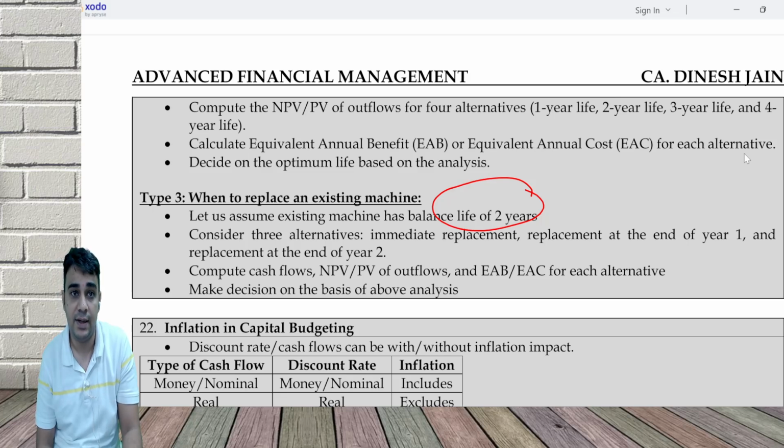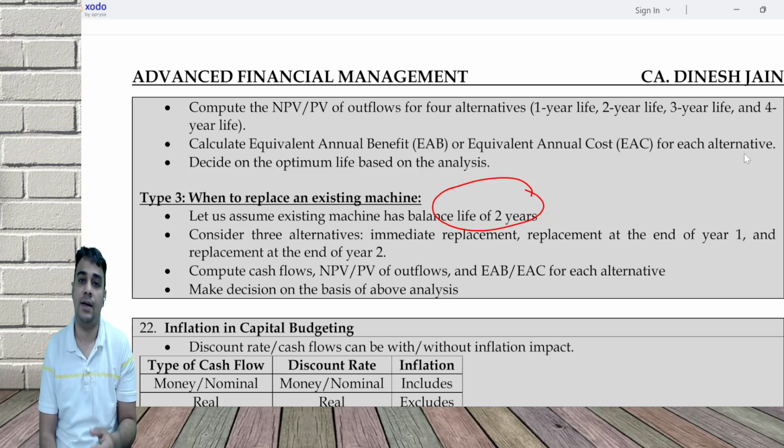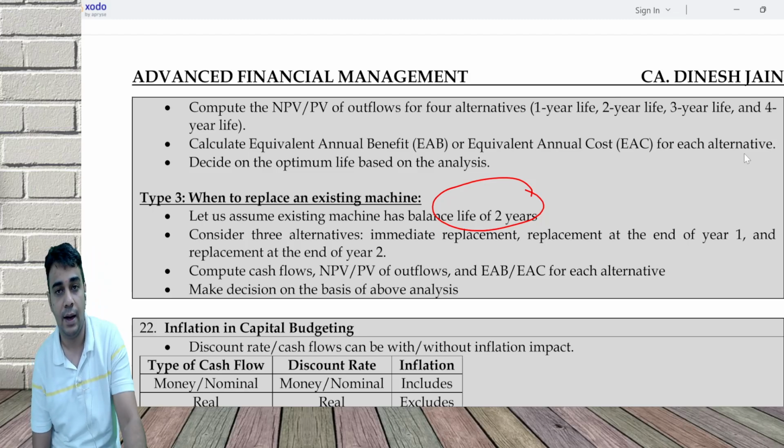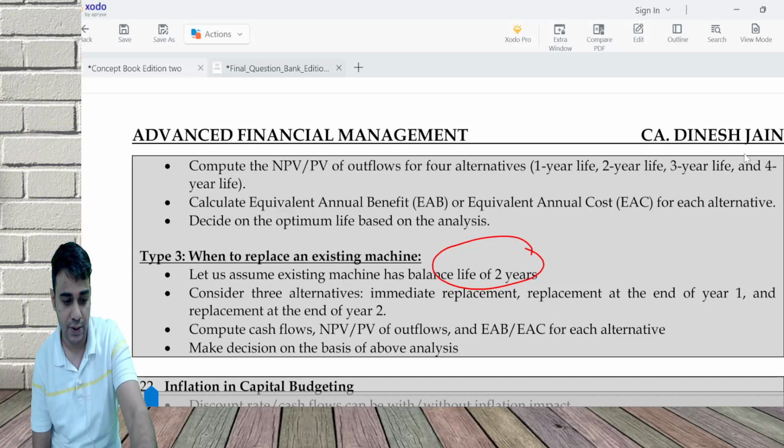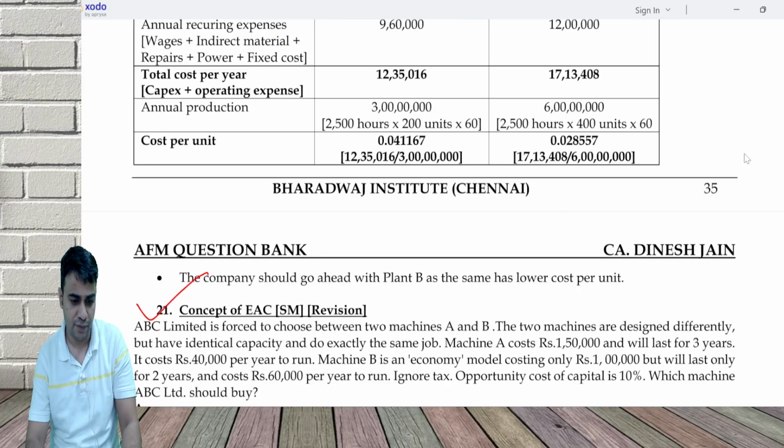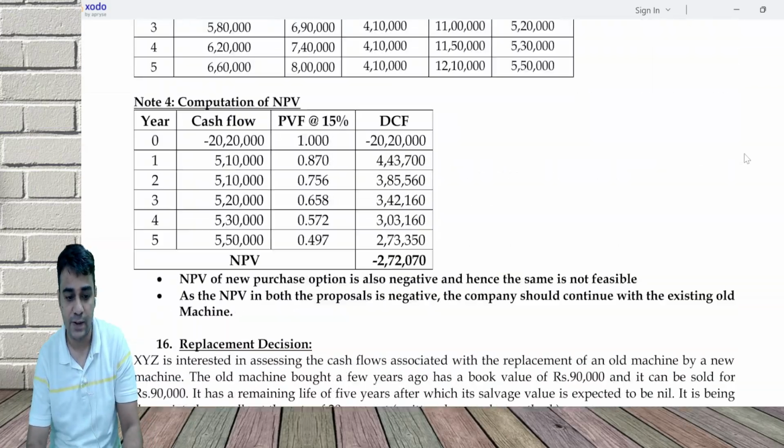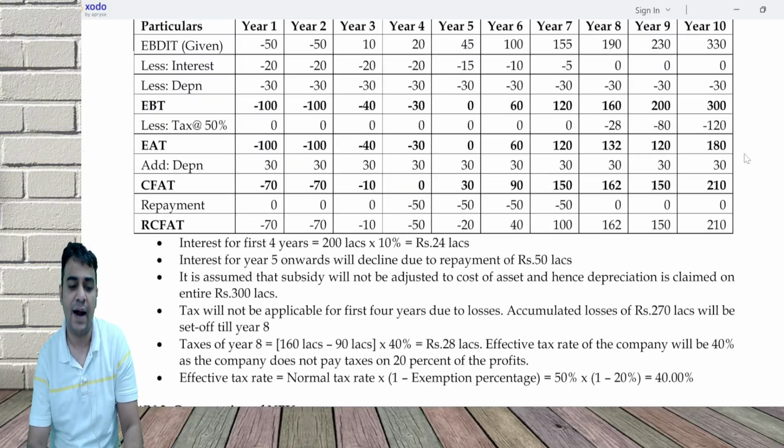Second, if you have already decided that you want to do replacement, then you need to decide the timing of the replacement or the optimum life of replacement, which will mostly be through EAB or EAC approach. Let's see a few questions on this. Most of the ICA material questions are straightforward, simple ones. Some questions I've added from CA Inter.